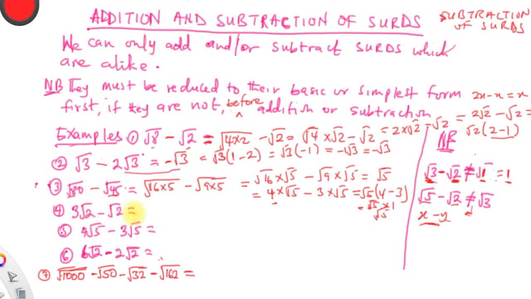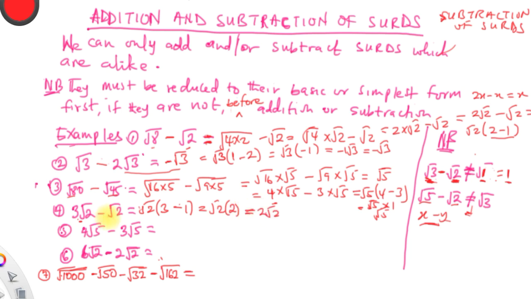So if you like, you can factorize. Have you seen? So this one is the same as 3 times square root of 2 minus square root of 2. If you factorize square root of 2 out, what do you get here? You get 3, then minus 1. So 3 minus 1 is 2. So this is the same as square root of 2 times 2, which is the same as 2 times square root of 2. We get 2 root 2.